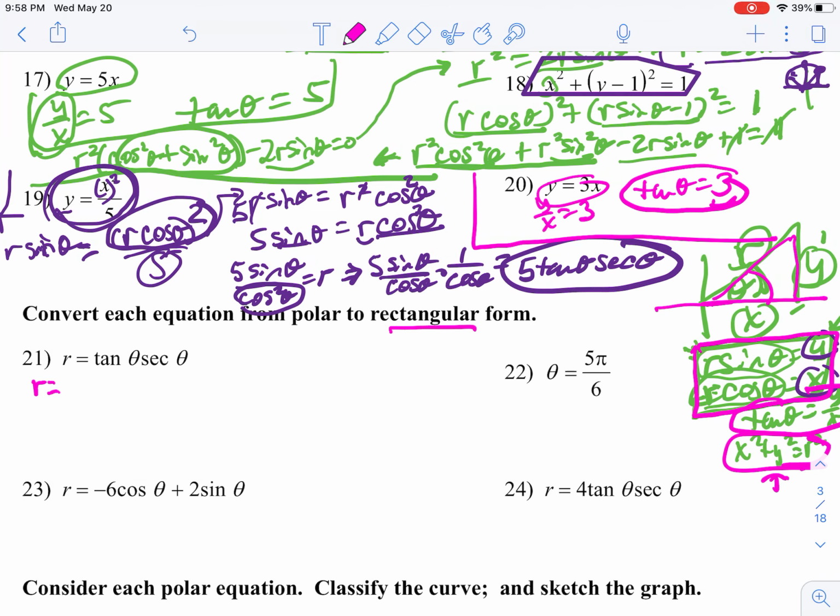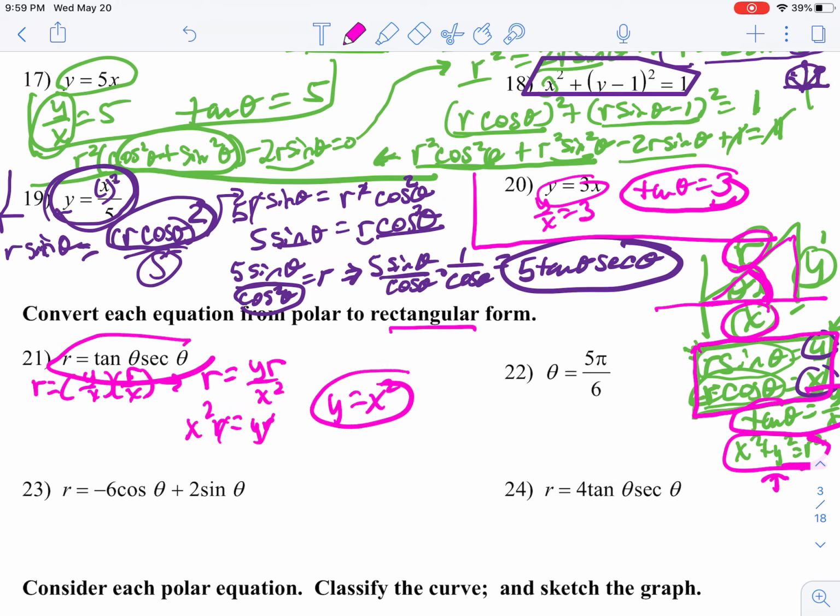All right, so I'm going to have r is equal to tangent theta is y over x. Secant theta, if we look at secant of theta, cosine would be x over r, so I'm going to flip that over and get r over x. That gives me r is equal to yr over x squared. So I have x squared r equals yr. Cancel your r's and you get y equals x squared.